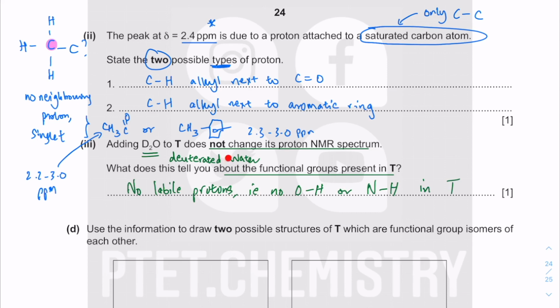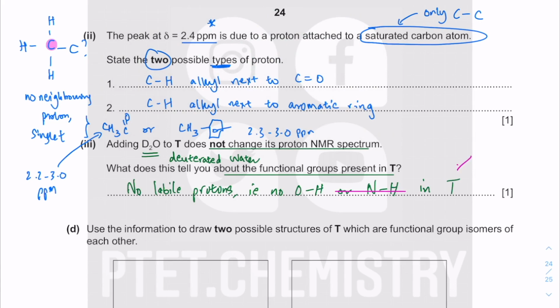Because this is a negative result, there's no such group in the molecule. Whereas if it is a positive result, then you have labile protons. You must have either OH or NH in the T. However, you can probably cross out NH.